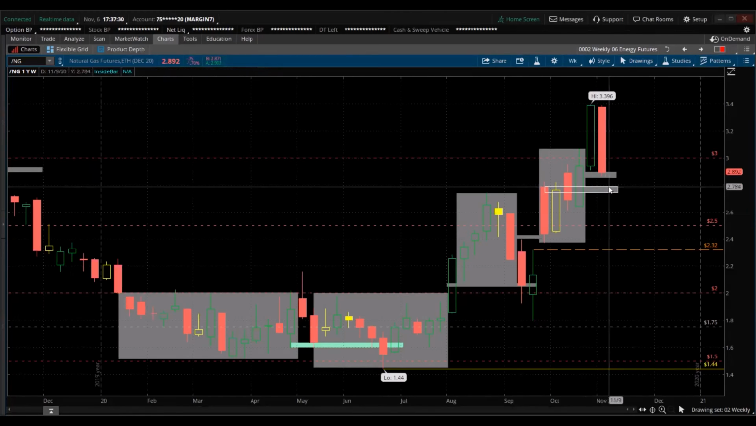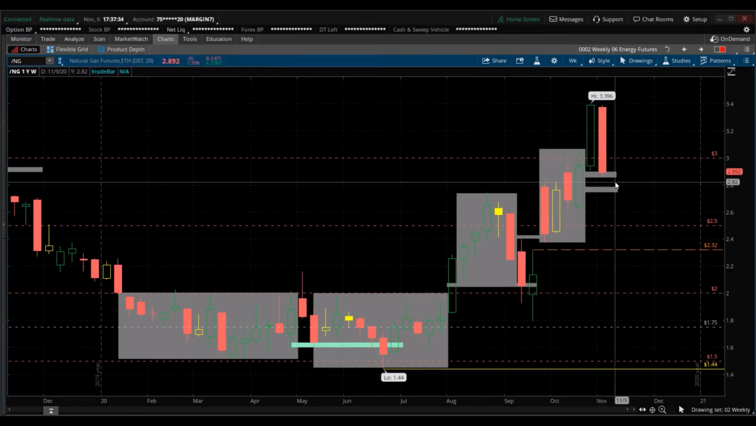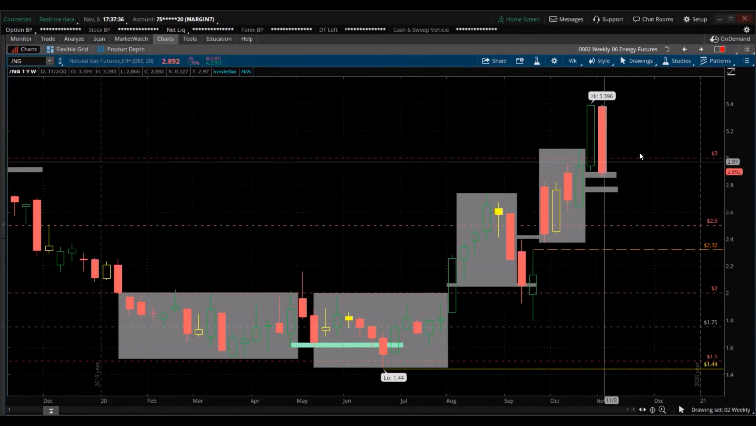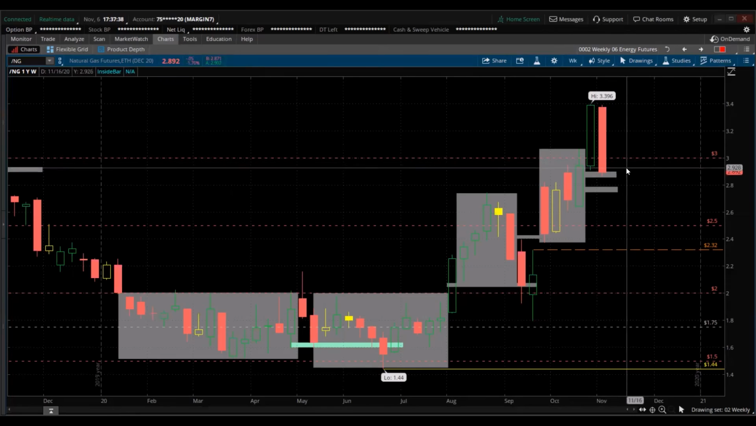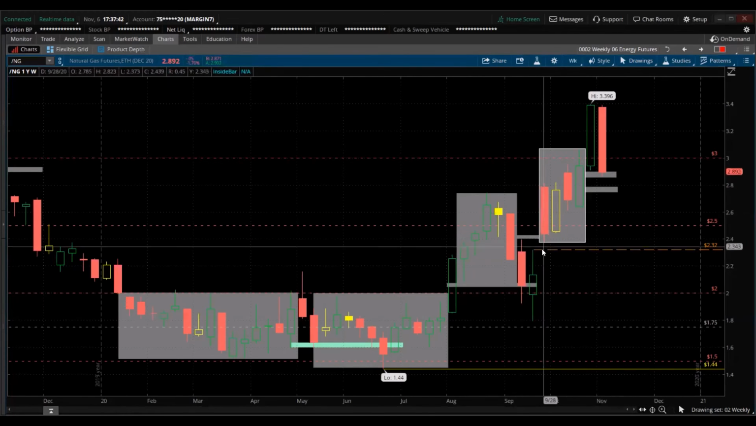Here's another demand zone where buyers were before in this area. We'll see what happens if it goes down there. But we did close below that big round number 3. And this is the gap that has not gotten filled yet.